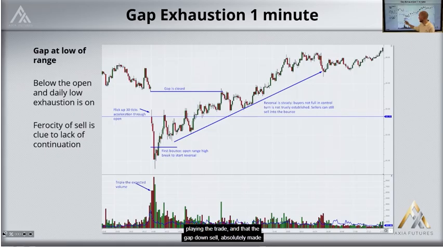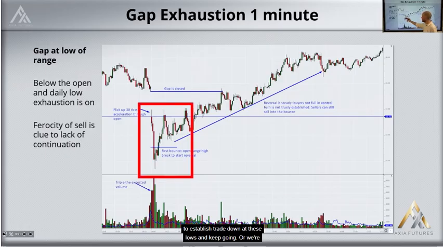So in playing the trade, the gap down sell absolutely makes sense because of where you're gapping through and what the news is. But if this does exhaust like this, exceptionally fast move, then you have to say to yourself, whatever happens here, we're going to need time. Either we're going to need time to establish trade down at these lows and keep going, or, if we don't get time down here, reverse. And so this is then the point where you have to consider what's going on. The slower trade will be the continuation, the faster trade will be the reversal.